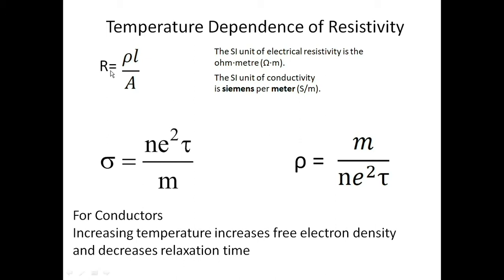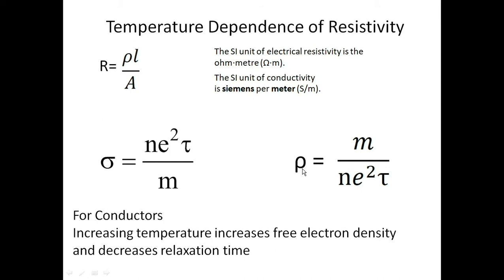So this term resistivity, which is defined as the resistance offered by the conductor of unit length and unit area of cross section. So from the definition itself, this resistivity does not depend on the dimensions of the conductor, rather it depends on temperature. The SI unit of electrical resistivity is ohm meter.